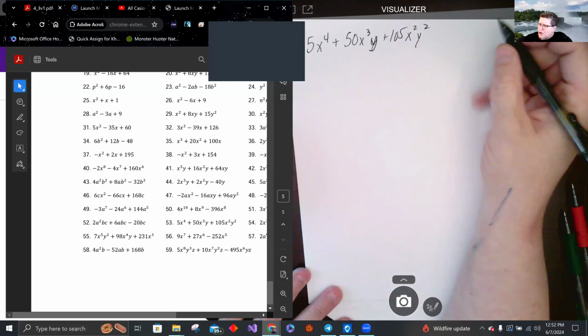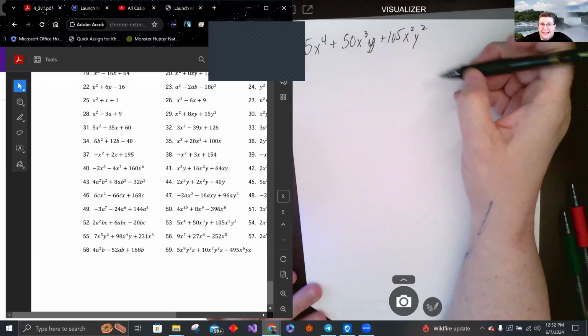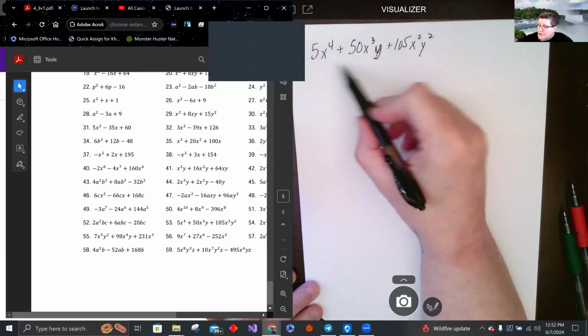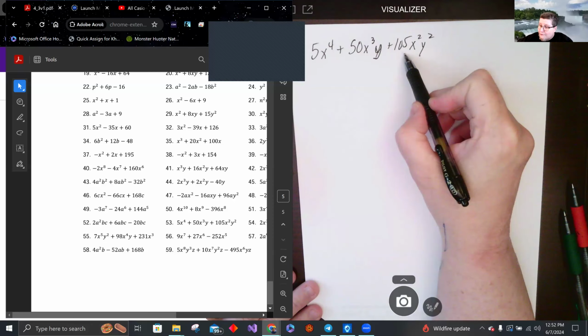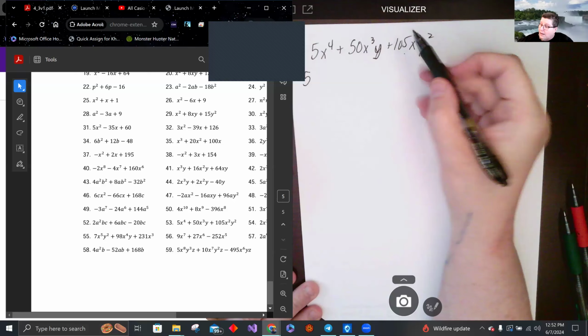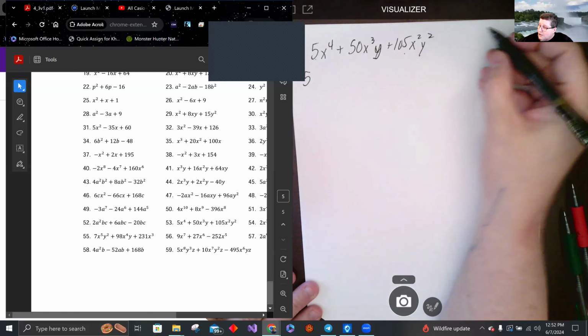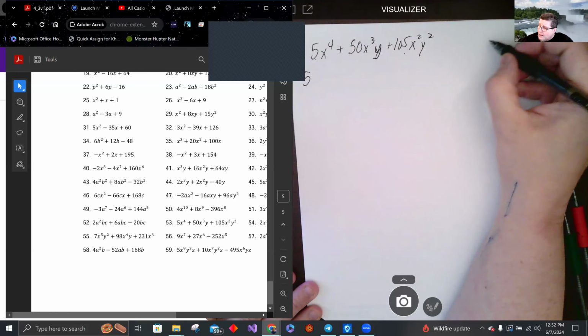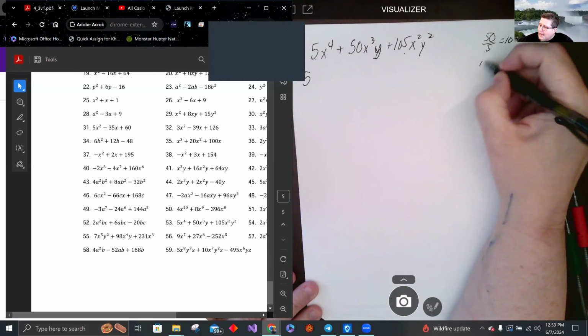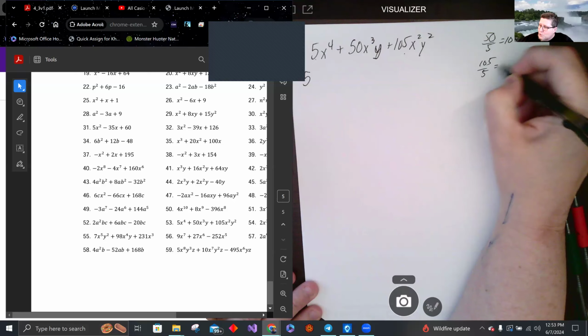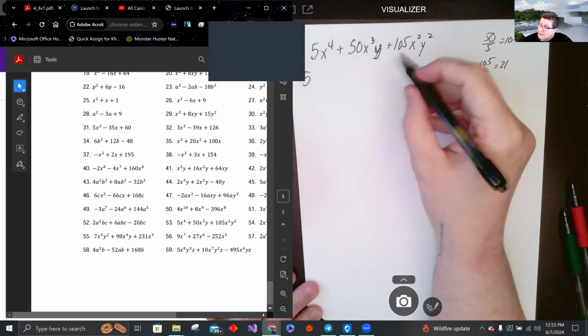All right, we're going to start off looking for a common factor. And I can tell right away, these are all divisible by 5. So 5 is going to be part of it. In fact, it's not bigger than 5 because nothing else would divide into it. So 50 divided by 5 is going to give me a 10 on the middle one. And 105 divided by 5 is going to give me a 21 on the last one.